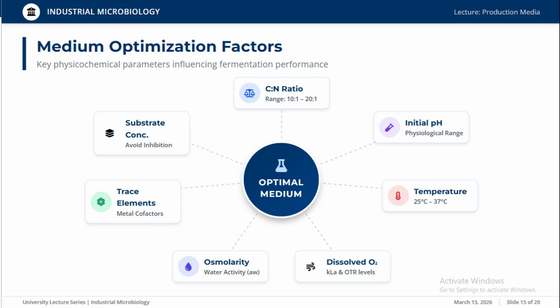Impurities in raw materials may stimulate or inhibit production. Interactions between nutrients are also critical. For example, changing phosphate or nitrogen may alter the effect of carbon source. Therefore, optimization is not a matter of changing one ingredient at a time blindly. It requires understanding microbial physiology and the interactions among medium components.